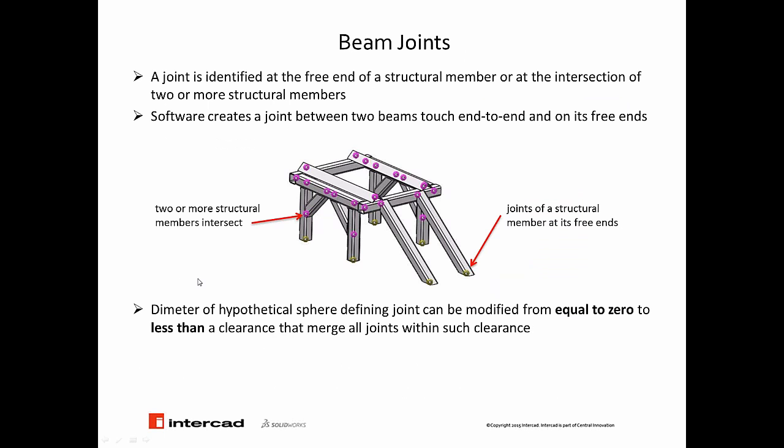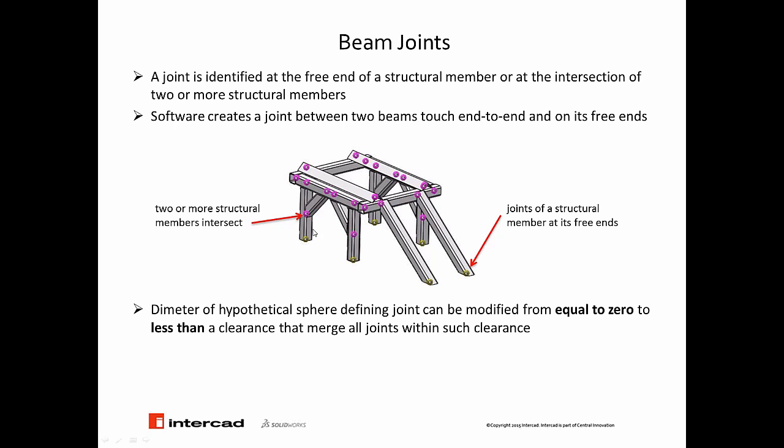The second thing we have introduced about beams is the joint. A joint is identified at the free end of a structural member or at the intersection of two or more structural members, as you can see in the shape. When you're importing a SolidWorks model and creating, let's say, a finite element analysis, if you have used the weldment module to create it, you will have an automatic conversion of the joints.